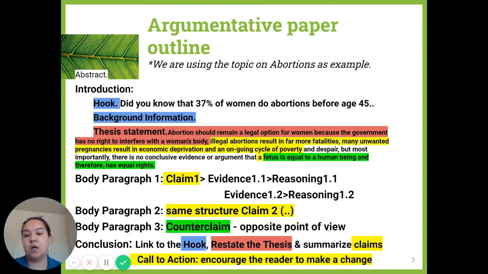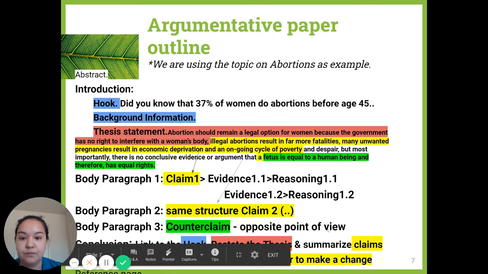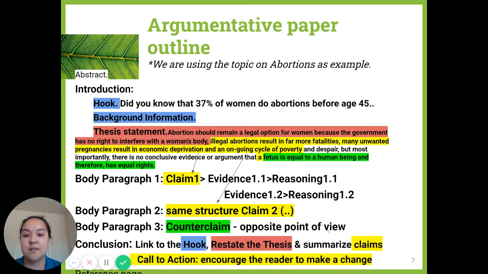There is an additional conclusion sentence. It is called a call to action. In this sentence, you have to encourage the reader to make a change, to take your opinion as the right one, right? So you are encouraging people to take your side. You have to convince them. So these arrows show how we connect our thesis and our body paragraphs, that we connect our counterclaim in paragraph number 3.